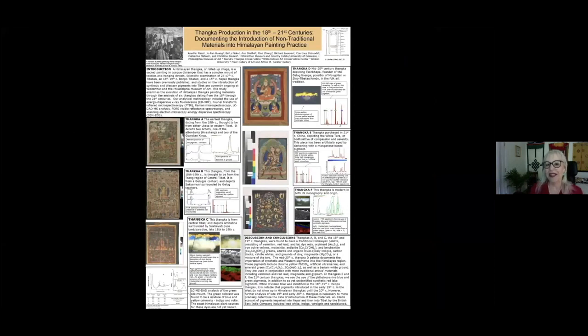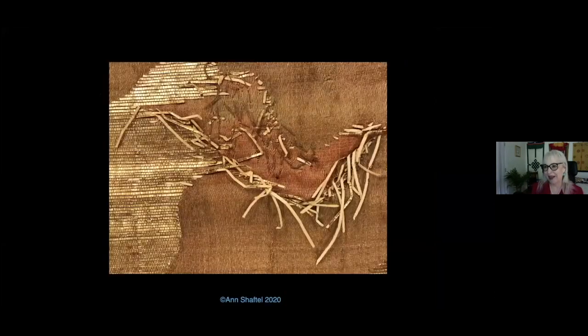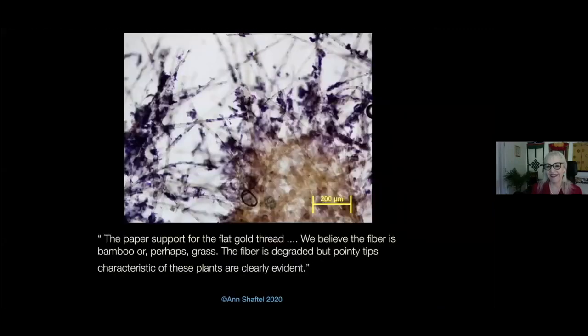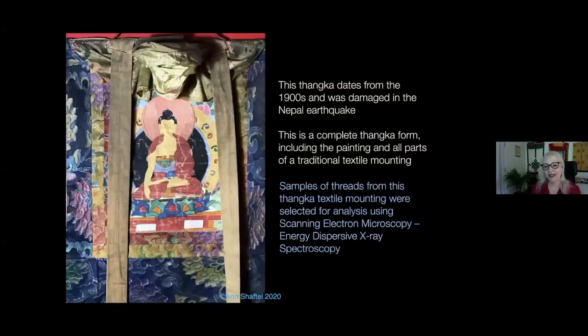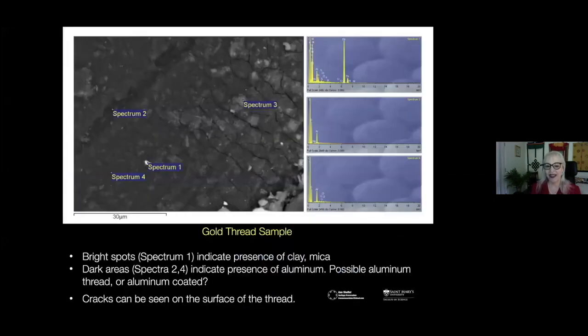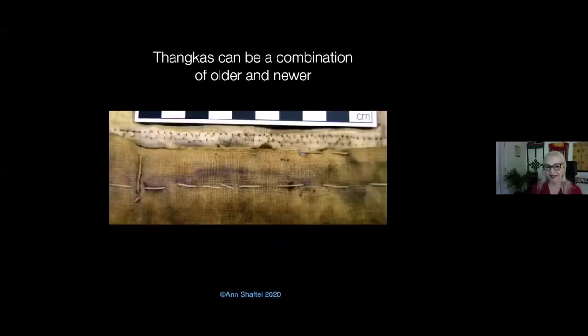What's really interesting is early metal thread technology. We're doing research on that around the world. It's often on paper. We also do research on contemporary thangkas to show there's actually no gold or silver in this. Thangkas are a combination of older and newer. Here you see the different lines of stitches to show that this painting had several series of mountings.